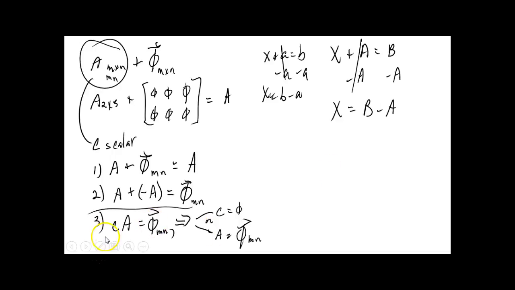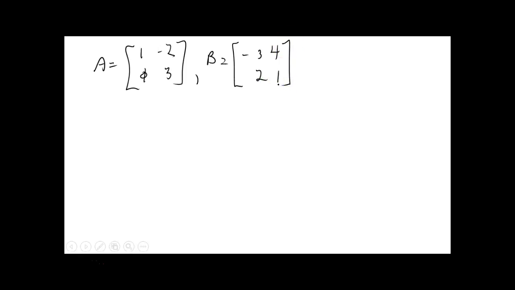So let's do example two. What if A is this matrix: 1, negative 2, 0, 3. And B is negative 3, 4, 2, 1. Solve for X, but X being a matrix, not a variable, because it's a capital X. Solve this: 3X plus A is equal to B. How would you do that?